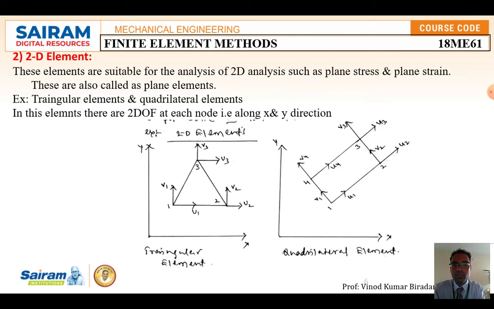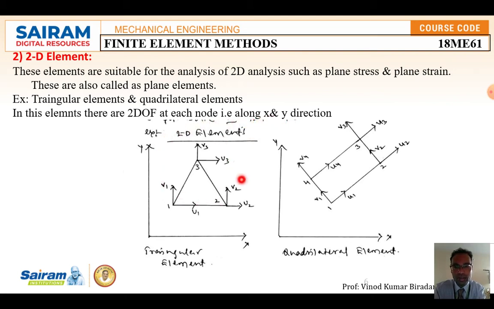Next one is the 2D element. These elements are suitable for 2D analysis, such as plane stress problems and plane strain problems. These are also called plane elements. Examples are triangle element and quadrilateral element. This last sentence is very important: in this element there are 2 degrees of freedom at each node, along the x and y directions.